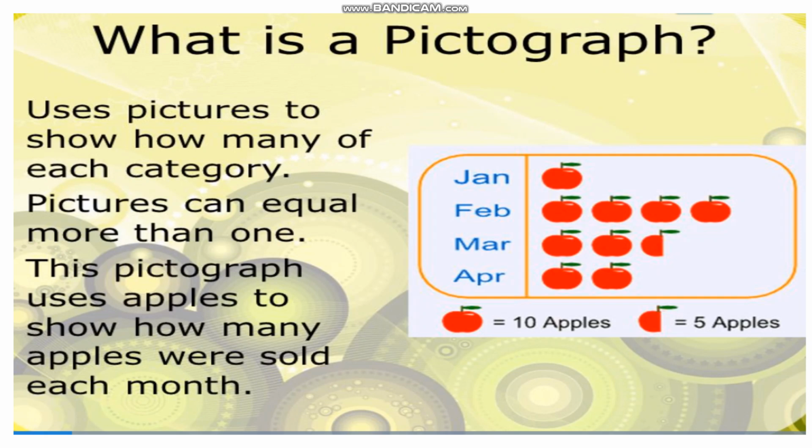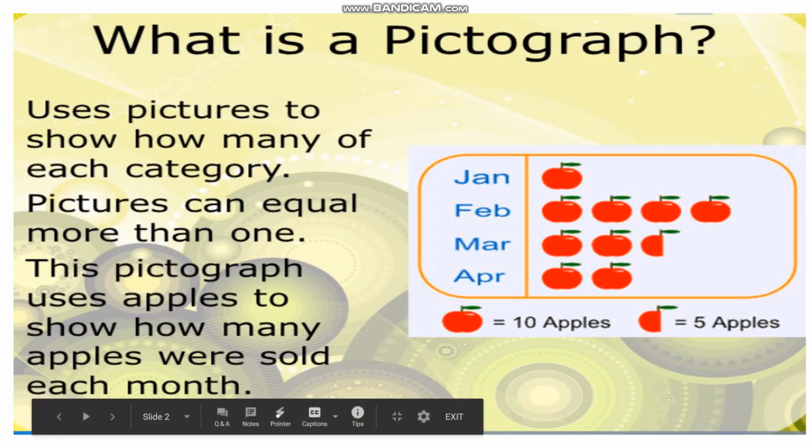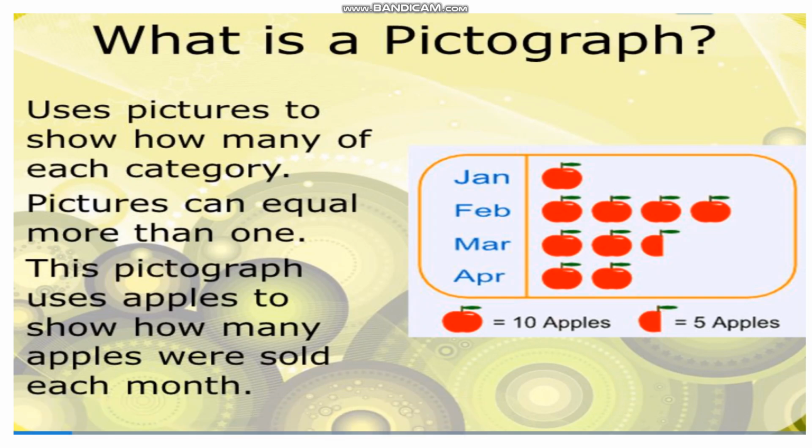So you can see the table here, January, February, March, all the months are given here and how many apples are sold is given in the form of these pictures. And here it has been mentioned that one full apple represents 10 apples and half apple represents 5. So seeing this pictograph, we can analyze the data, the information and answer many related questions.